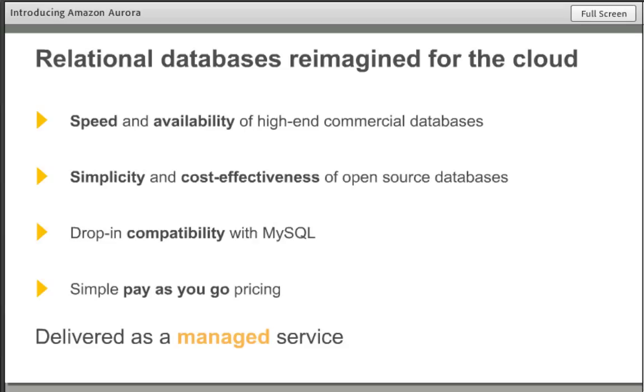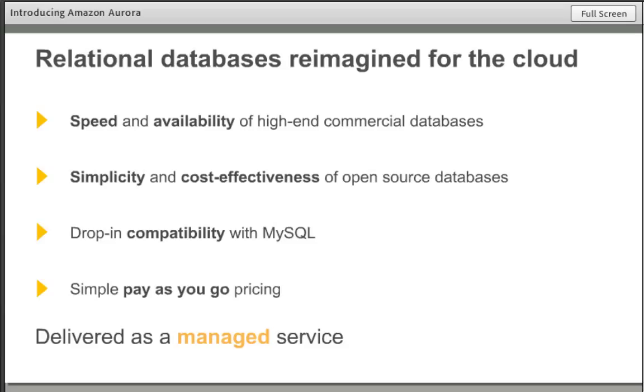So our goal, we took all of those desires, and the goals that we came up with are shown on this slide. We wanted to create a database that gave you the speed and availability of a really high-end commercial database, but not the costs, in particular the licensing costs that tend to come with that. We wanted something as simple and cost-effective as an open-source database like MySQL, but we also wanted drop-in compatibility with MySQL. We didn't want you to have to work too hard to try this out. If you had to move to more proprietary APIs just to even try the service, that's a hurdle that is painful for developers. So Aurora is designed to be compatible with MySQL 5.6 and higher.